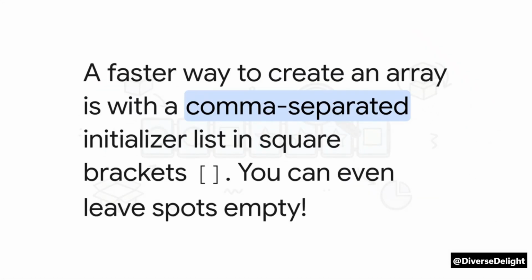Now, that loop method totally works, but let's be honest, programmers are all about shortcuts. A much faster and way more common way to do this is with what's called an initializer list. You just use square brackets, list out your items, and separate them with commas. You can even leave a spot empty just by adding an extra comma. Let's see what that looks like.